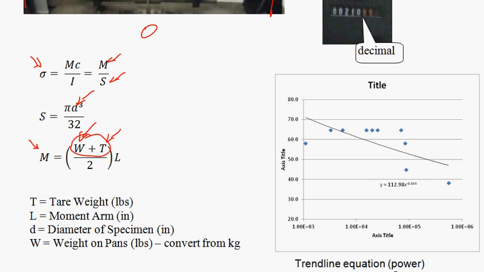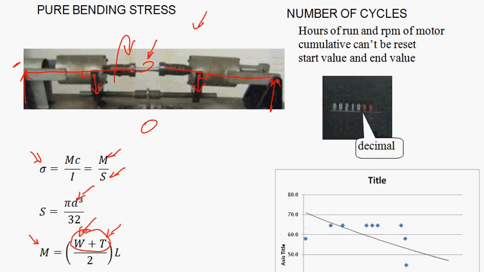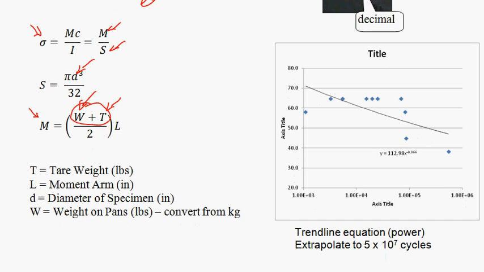That tare weight is the amount of weight that is the simulated weight that would be applied to the sample. If there's no weight on this pan, then notice that these parts of the machine would actually cause it to be in bending due to the tare weight. That tare weight will be given to you. The amount of weight on the pan will be determined by your loading condition. And the lever arm is a property of the machine. So now that you know the amount of moment and you know the section modulus, you can calculate the amount of stress, and that would be on this axis of your plot.